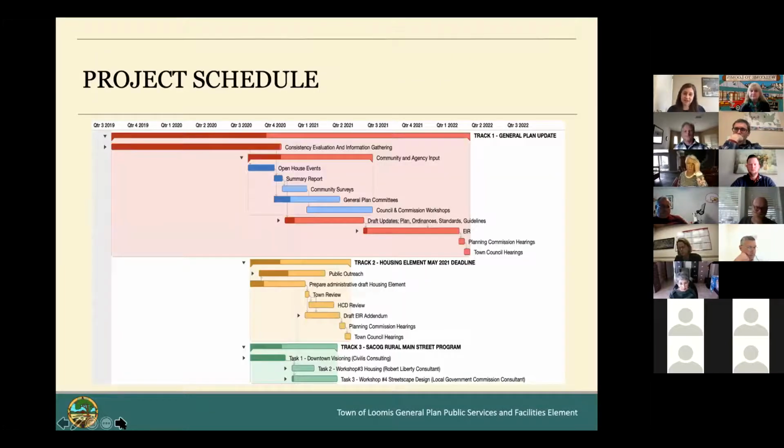Here's the project schedule. So if you look on here, we are track 1. And so we are in the first quarter of 2021. So we're looking at, here we are with draft updates. And you can find this online as well, so if you want to look at that closer.